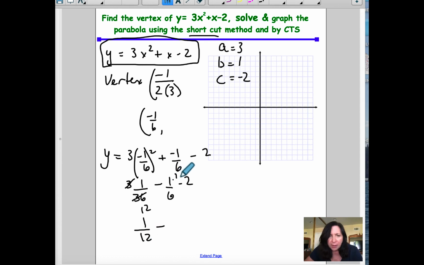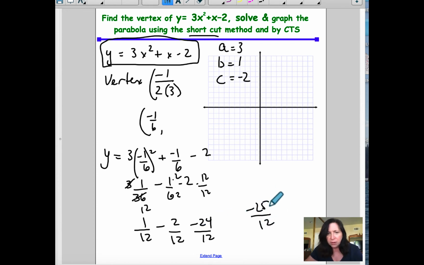Now this I would need to multiply by 2 over 2. So that's going to be minus 2 over 12. And this one I would multiply by 12 over 12, and that would be minus 24 over 12. And so what do we have? Negative 1 minus 24 is negative 25 over 12. So this would be my vertex if that's what I was looking for with the shortcut method. Now, not sure if that's the shortest method because we had to work all of this out.